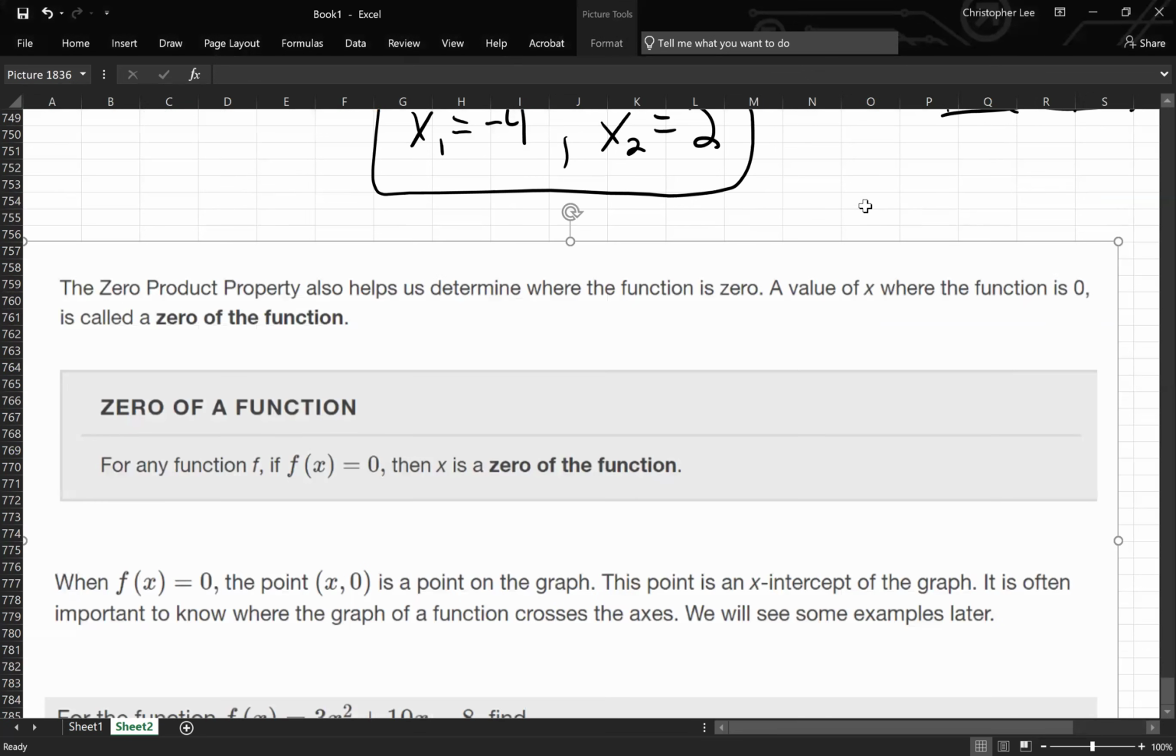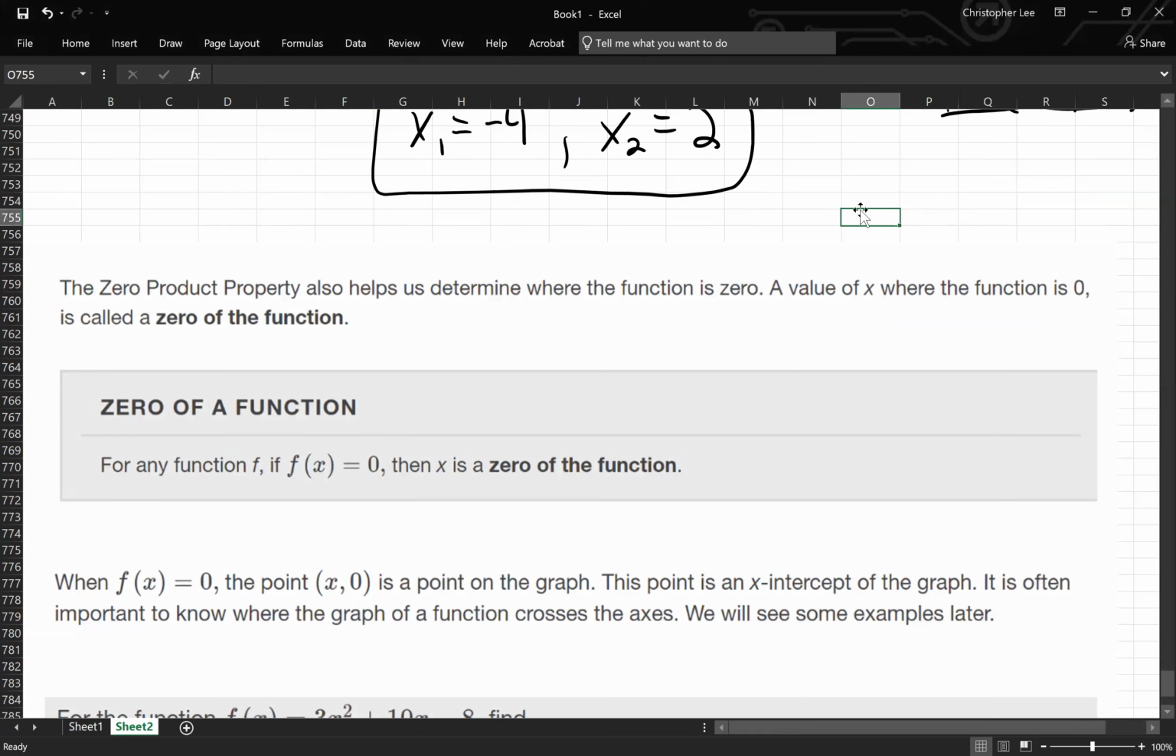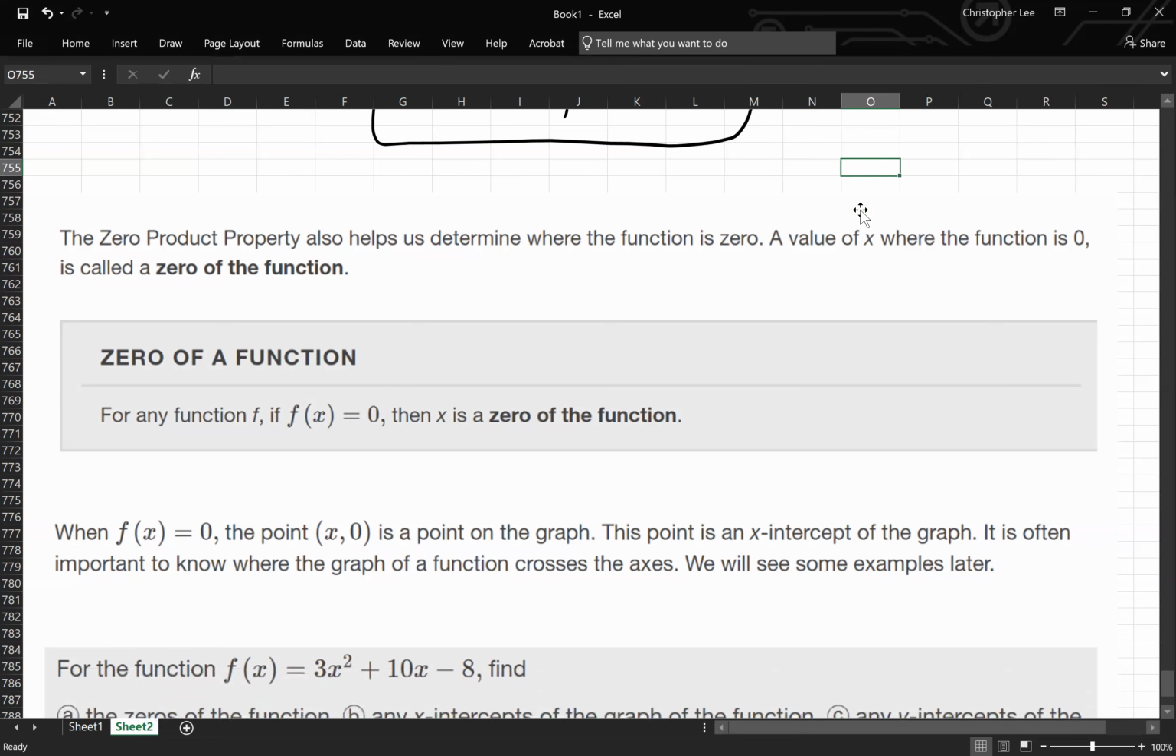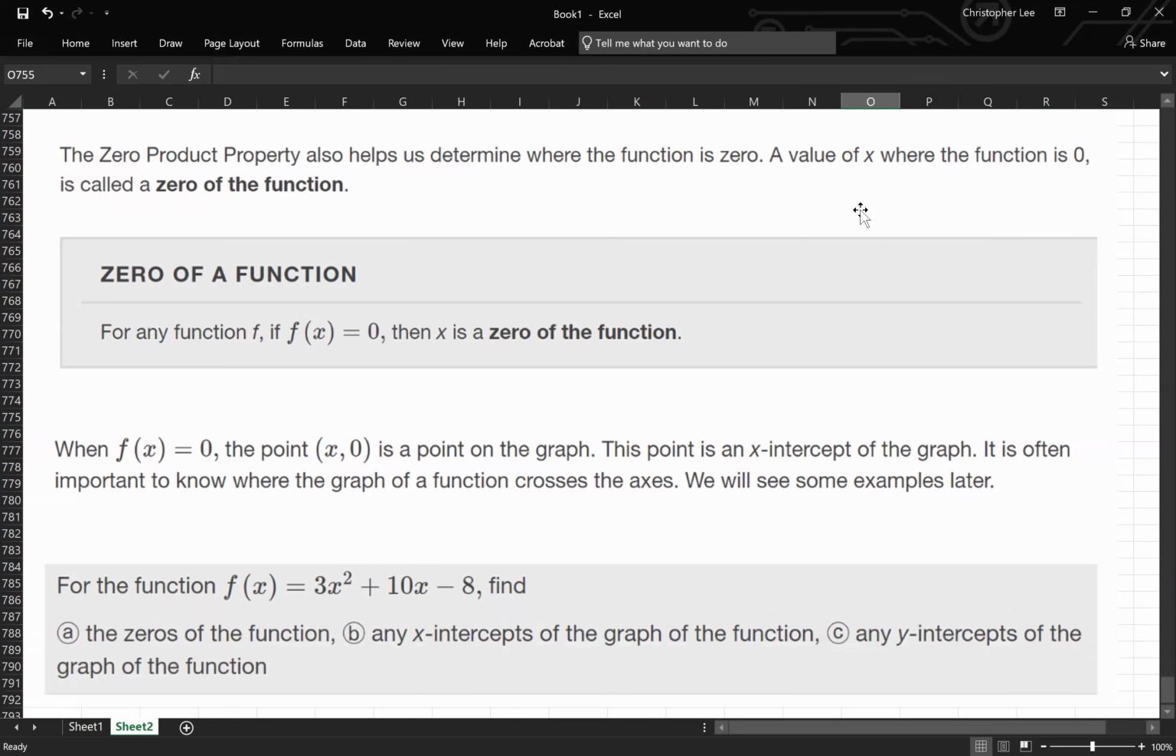So the zero product property also helps us determine where the function is 0. A value of x where the function is 0 is called the 0 of the function. So for any function f, if f of x is equal to 0, then x is the 0 of the function. When f of x equals 0, the point x comma 0 is a point on the graph. This point is the x-intercept of the graph.